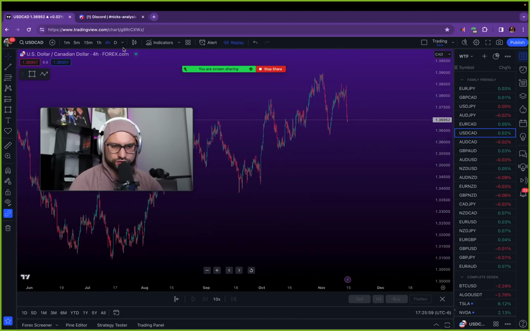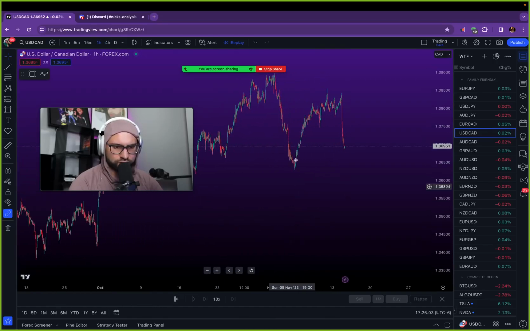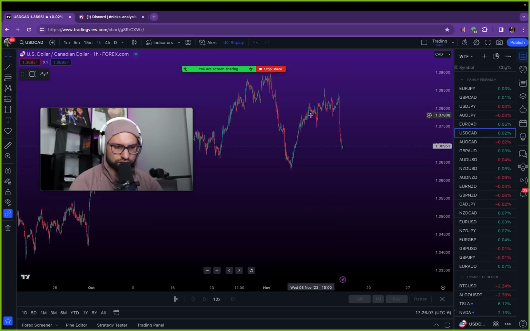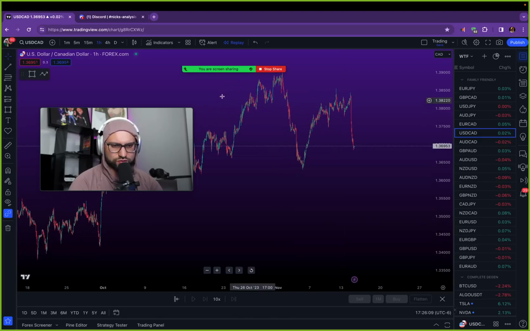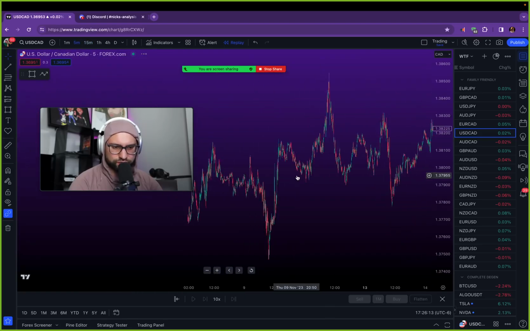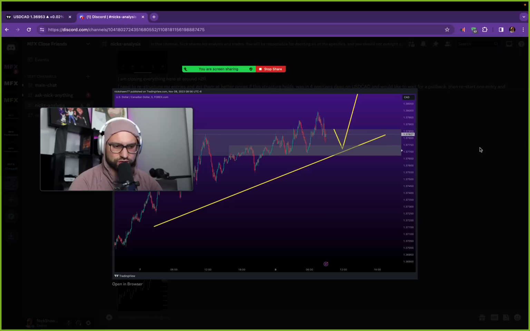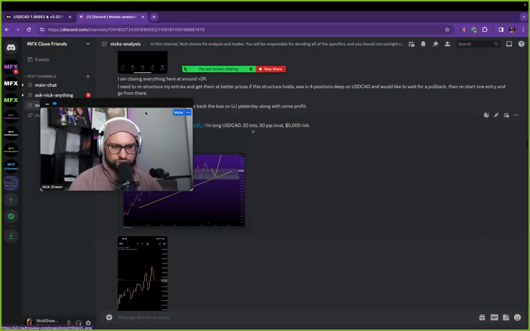The 4 hour was going up. The 1 hour was going up. If you look at the 1 hour, this has all happened afterwards, but this is around the 8th right here. At that time, price was going up. It was in an uptrend. At that time, the 15 minute was an uptrend. The 5 minute was in an uptrend. Literally every single thing was in an uptrend. So that's where I entered.